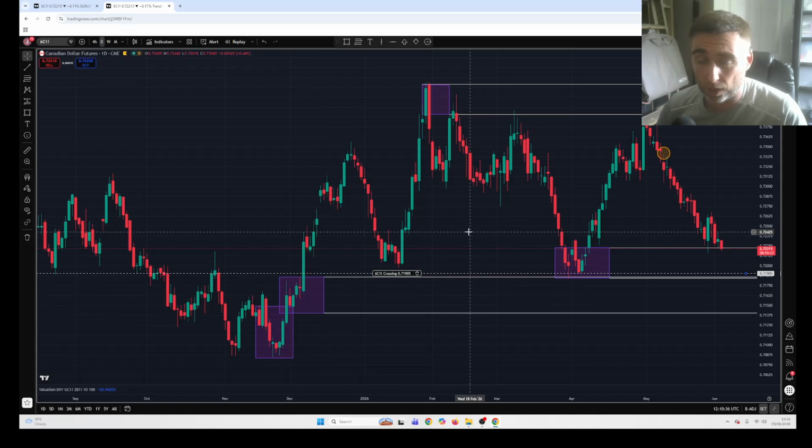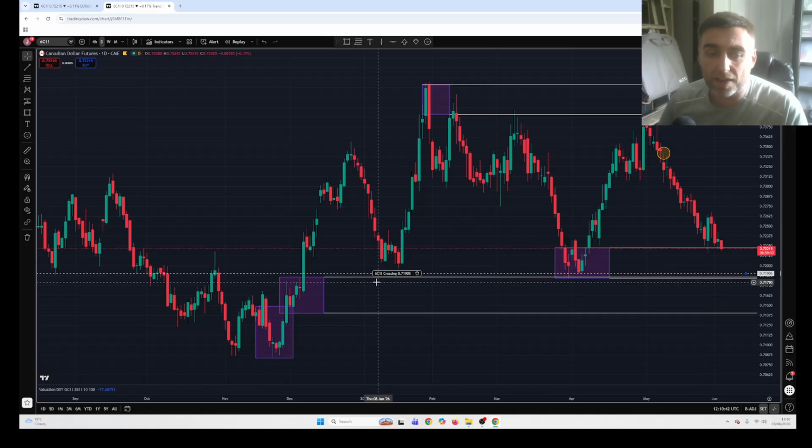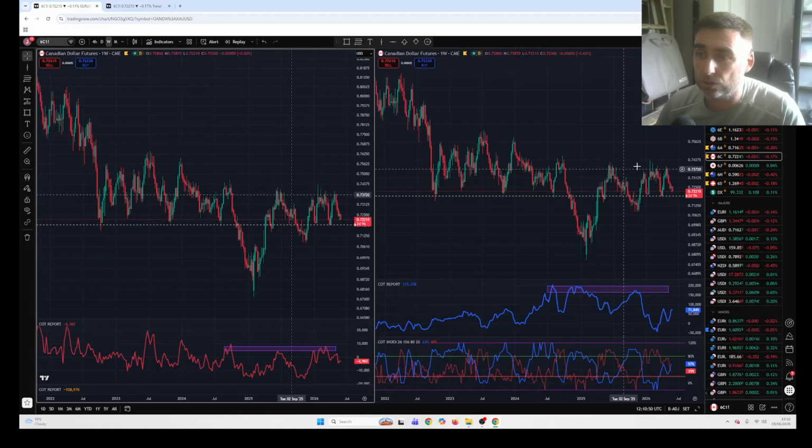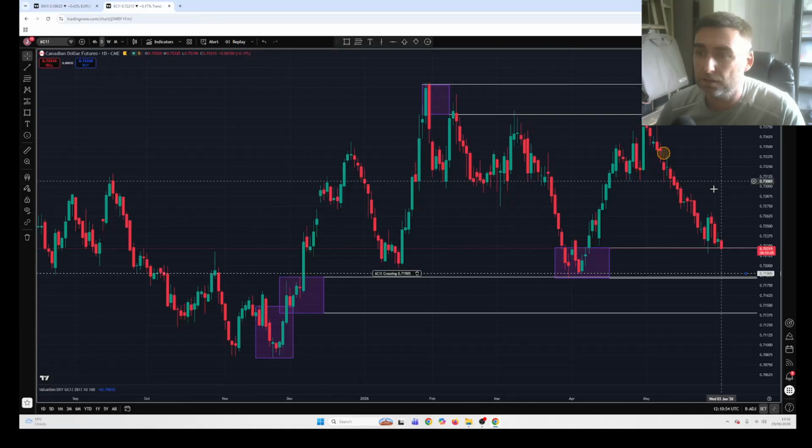Now if the price does come into this zone here, I'll do another video on refining my entry point. And anyway, that's the Canadian dollar. Now let's switch to my other one that I have my eye on, the New Zealand dollar.